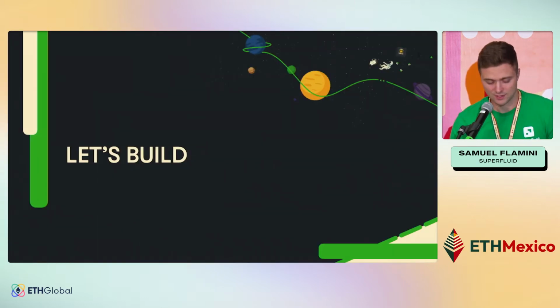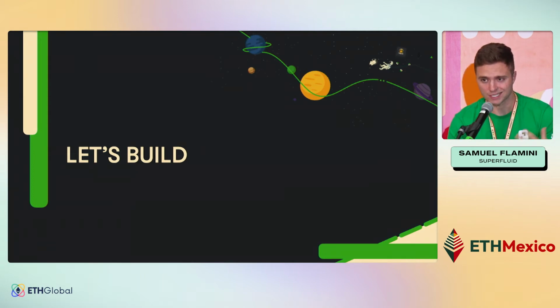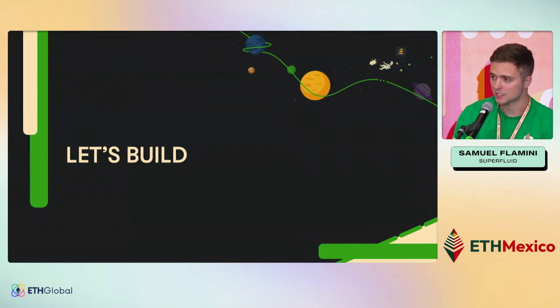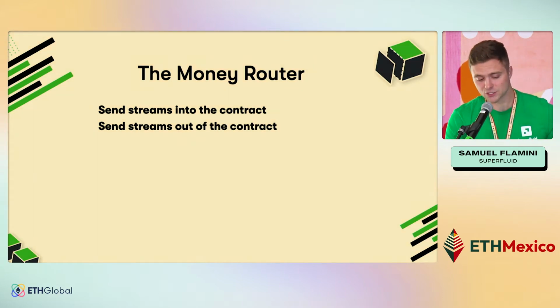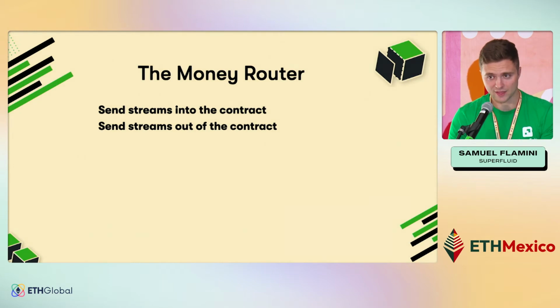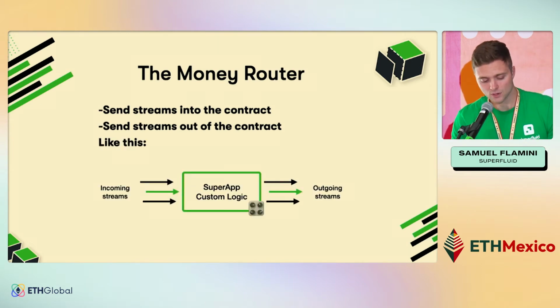So let's build. What I'll do here is I'll share my screen in just a second, but I want to give an overview of one of the applications I want to walk through briefly to give you an idea of how simple this can be to create smart contracts that interact with our protocol. So we're going to create this thing called a money router, right? It's going to allow you to manually send a money stream into a contract and then manually call a function on the contract to send a stream out of that contract to an address you choose. Right? It's going to look a little bit like this, right?